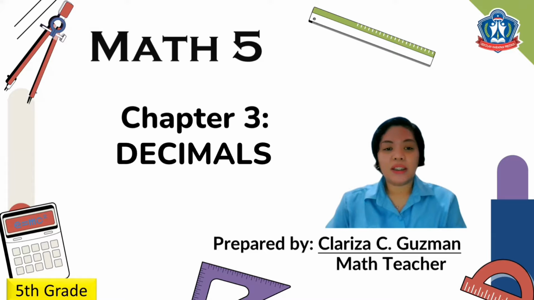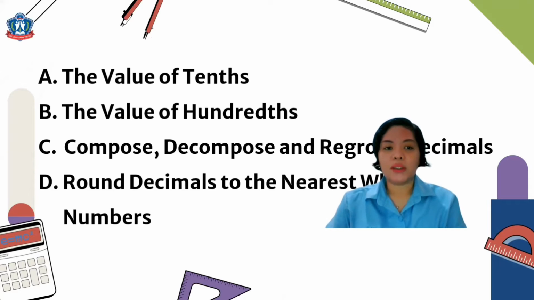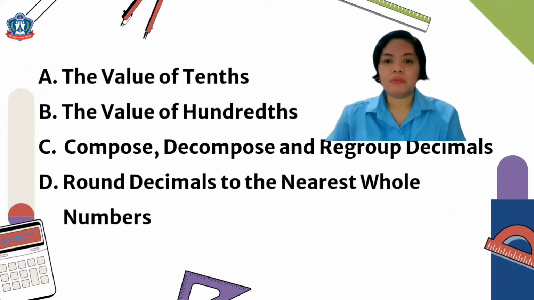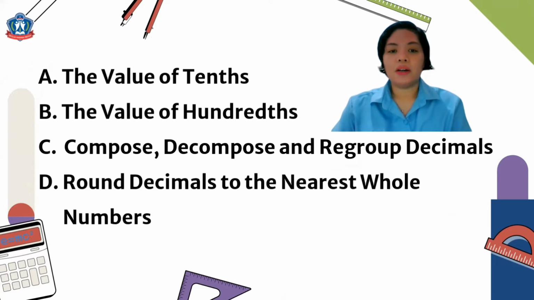In this video, you will learn the lessons for Chapter 3. It talks about decimals. These are the lessons for Chapter 3. We have Lesson A, the value of tenths. Lesson B, the value of hundredths. Lesson C, compose, decompose, and regroup decimals. And Lesson D, to round decimals to the nearest whole numbers. In this video, you will learn the first two lessons, Lesson A and B. So are you ready, children?